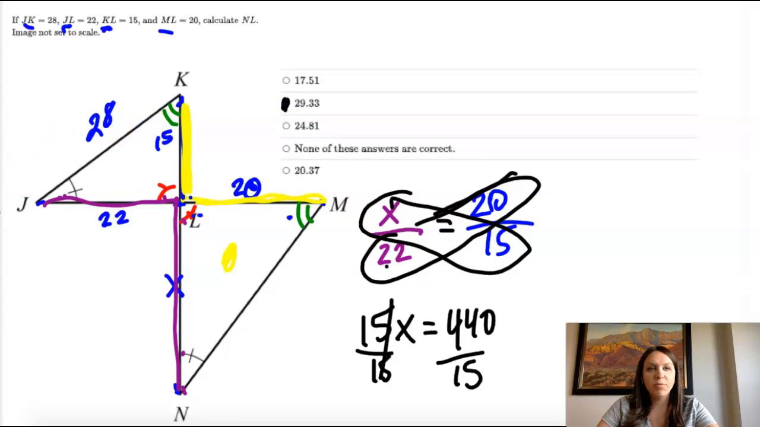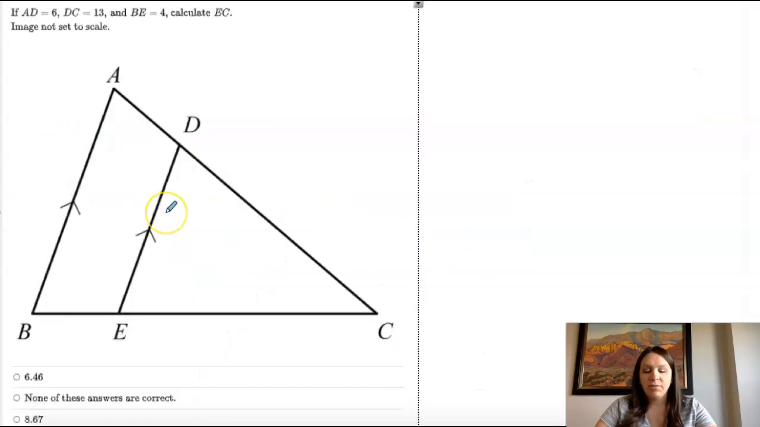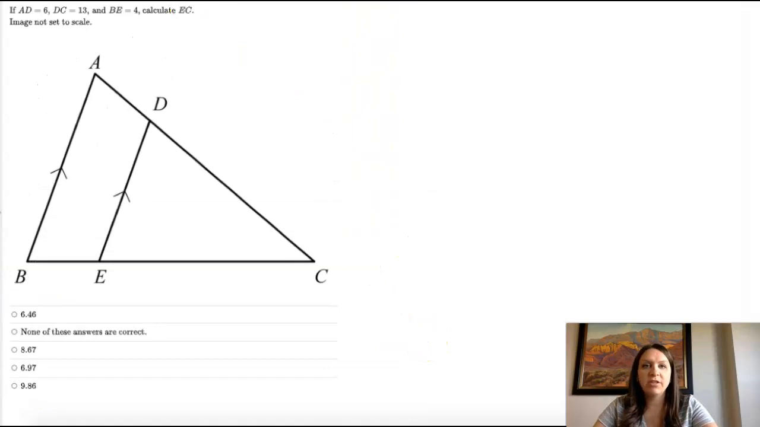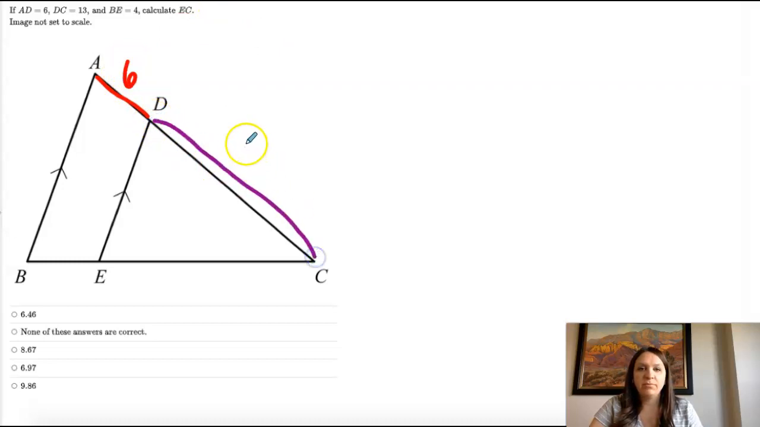All right, let's do a couple more. Here's another one. I'm gonna make it a little smaller. Again, I'm gonna start these all the same. I'm gonna label what I know. So A to D is 6. D to C is 13. B to E is 4. And we want to calculate EC.